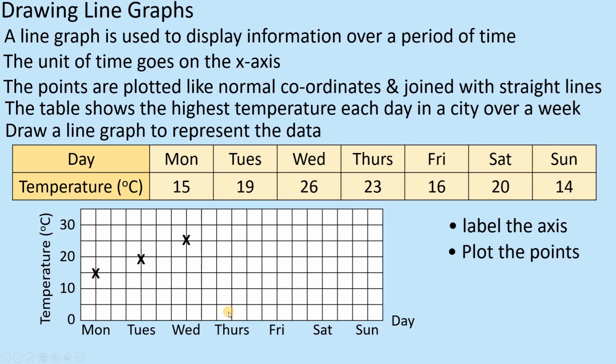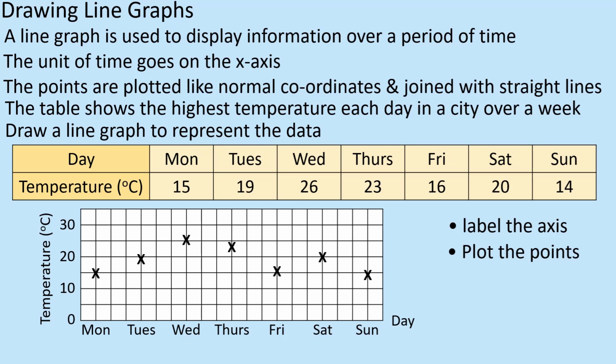And then Thursday at 23, so it's going to be about there. And then Friday at 16, so that's 15, so we're about there. And then Saturday at 20, so that's going to go over there. And then Sunday at 14, so that's going to go about there. All right, so there's our points plotted.